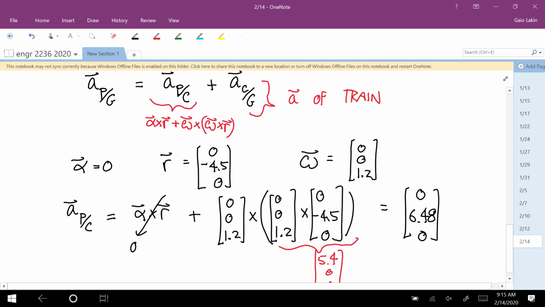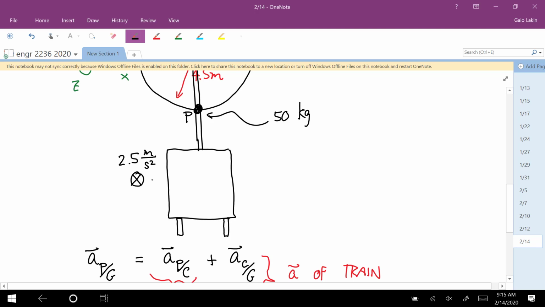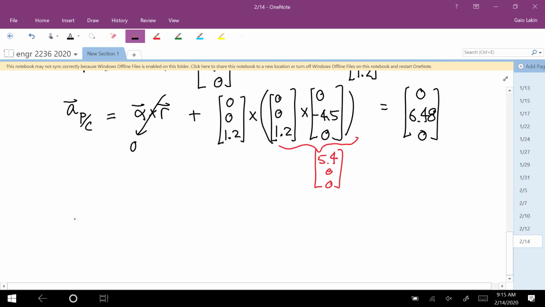And so now I'll go back to the relative motion equation. The acceleration of the train car is 2.5 meters per second squared in the negative z direction. So the acceleration of the passenger relative to the ground is the acceleration of the passenger relative to the car plus the acceleration of the train car relative to the ground, (0, 0, negative 2.5).